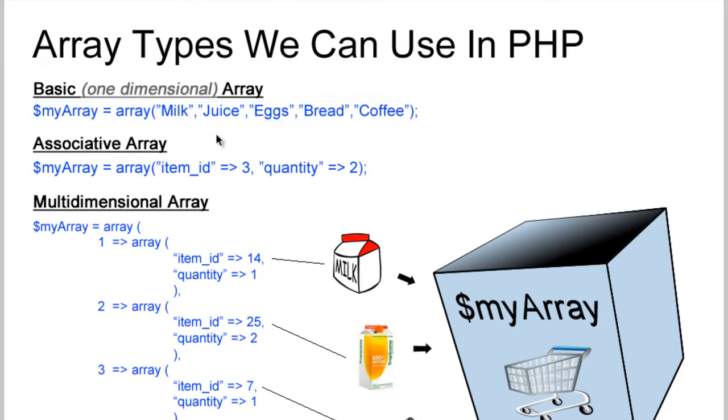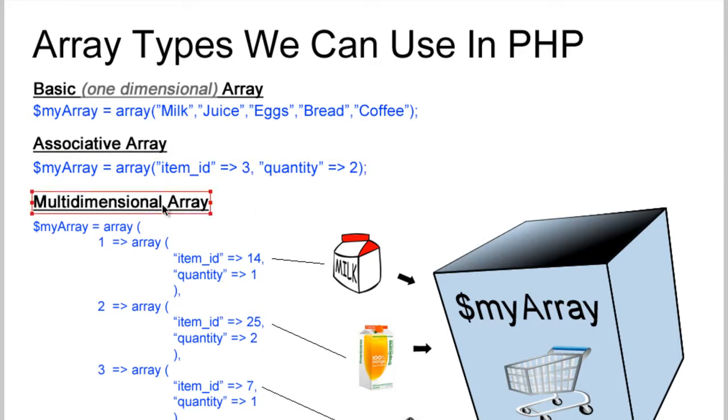I can have a whole group of numbers in there if I wanted. And then we have an associative array, which is an array that allows you to assign what your key and value pairs are going to be. You can assign distinctive key names. So in the basic array, you're going to have keys of 0, 1, 2, 3, 4 by default. In this one, the key will be item ID, and its value will be 3. This key will be quantity, and its value will be 2. So an associative array lets you assign distinctive key names and values. So it's key value pairs.